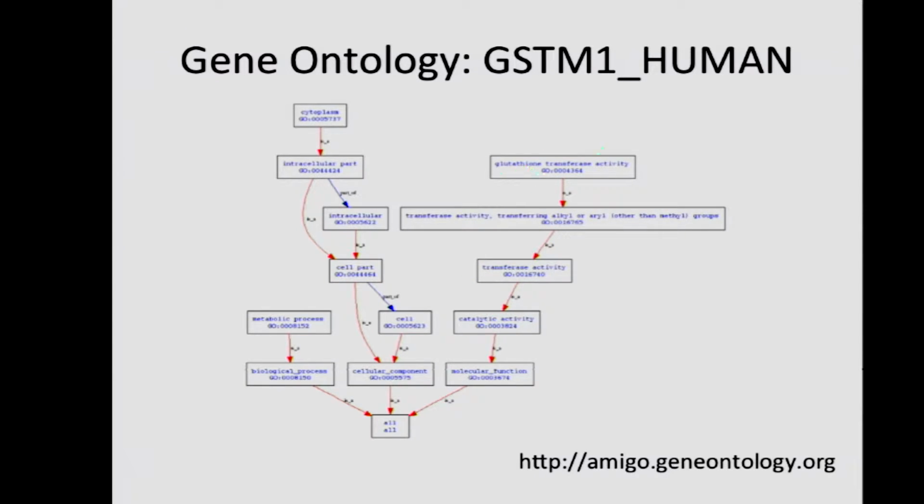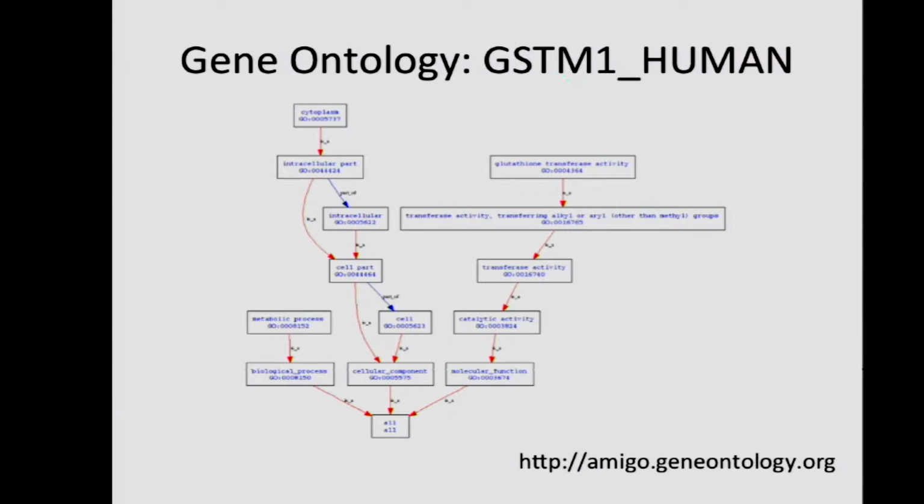And we can go over here. A glutathione transferase activity is an example of a transferase activity that transfers an alkyl or aryl other than methyl groups, which is a transferase, which is a catalytic, which is a molecular function, which is everything. Right? So these are the three main branches of the gene ontology: the biological process, cellular component, and molecular function. Okay? And so any given gene might be annotated as having glutathione transferase activity and being in the cytoplasm and being involved in a metabolic process.